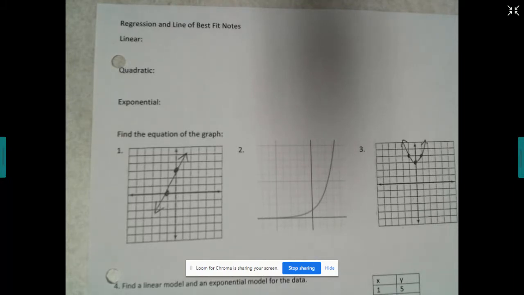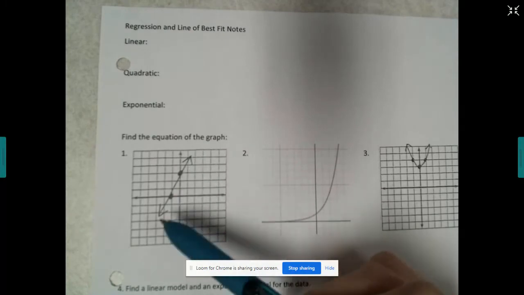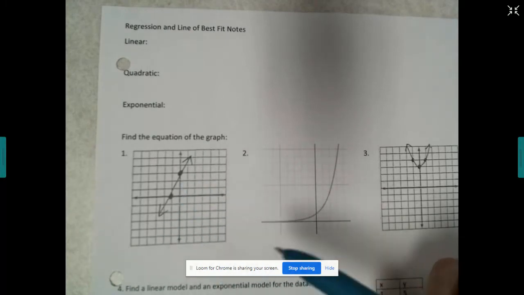When you're looking at graphs and you are trying to pick some points off of it to type in your calculator, for linear, you need 2 points. For quadratic, you need 3. Exponential, I think you only need 2. We'll see when we get there. So if it is linear, you know that it is going to be a straight line like the one we have on number 1.